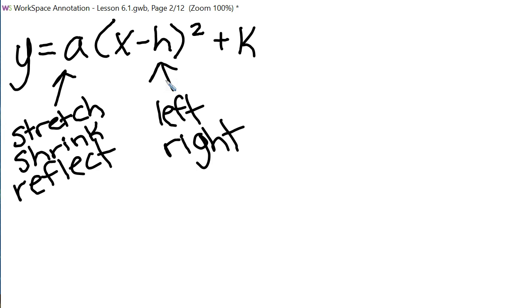So if it's a negative inside the parentheses, which way would it move it? To the right, and if it's a positive, it moves it to the left. The number at the back, what does the k value make it do? Up or down. So if it's a positive, it's going to shift it up. If it's a negative, it's going to shift it down. Now that we've remembered what all these transformations do, we need to recognize what is the pattern.